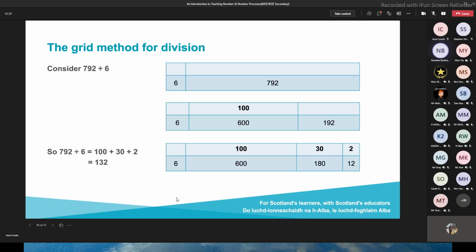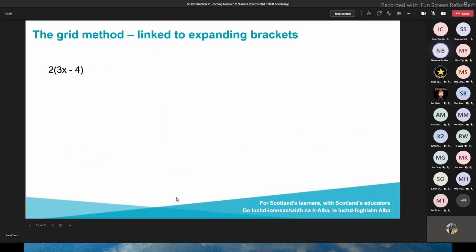Learners may move on to use the formal written algorithm for both multiplication and division, but if they're confident with its use, it proves really useful when we move on to working with algebraic expressions. So a simple grid method can illustrate multiplying a bracket by a single term.